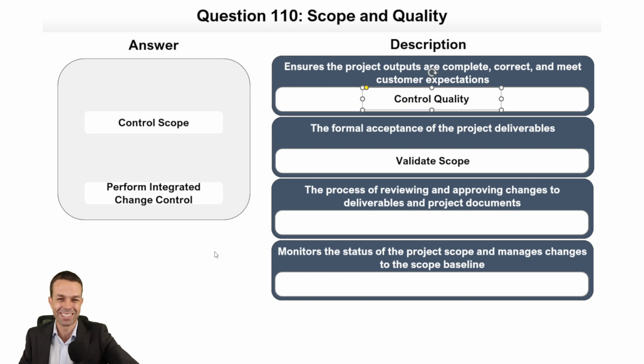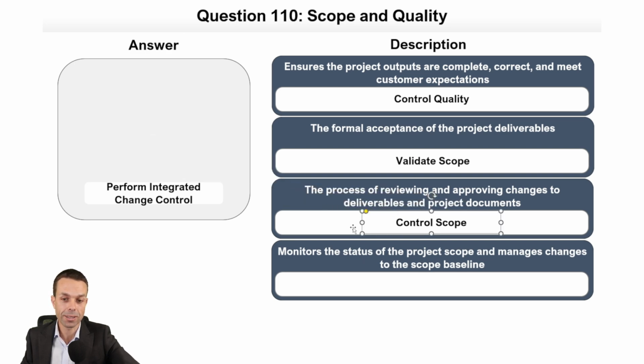And that's what happens. These things are often confused. So we're controlling quality because quality is the amount that it meets customer expectations. So that is the key word there. The process of reviewing and approving changes to the scope is controlling scope, and monitoring the status of project scope and changes to the scope baseline.